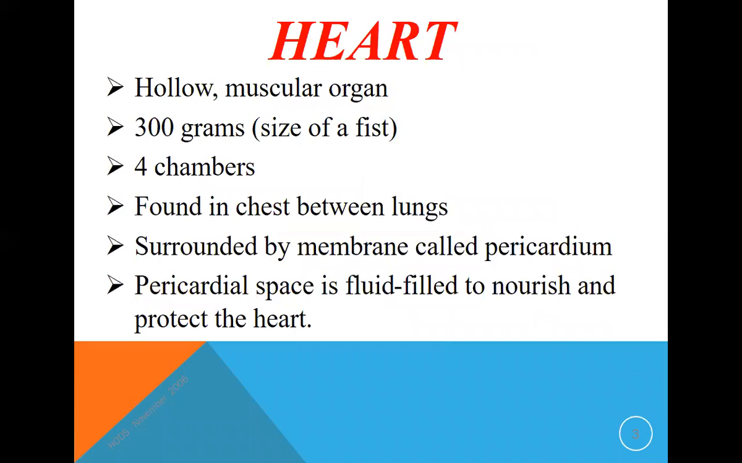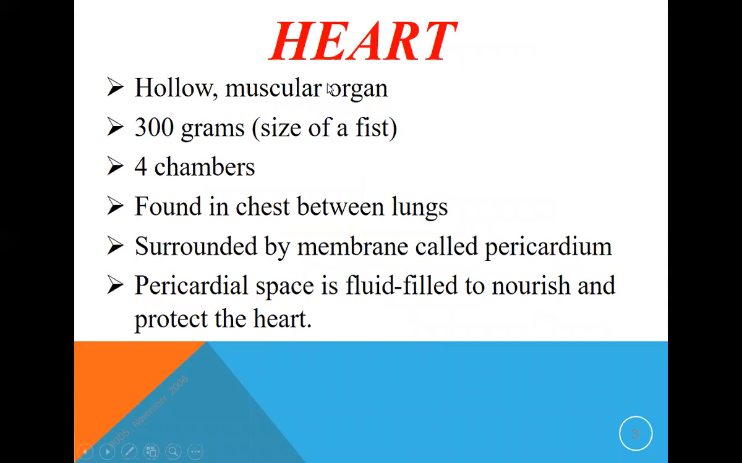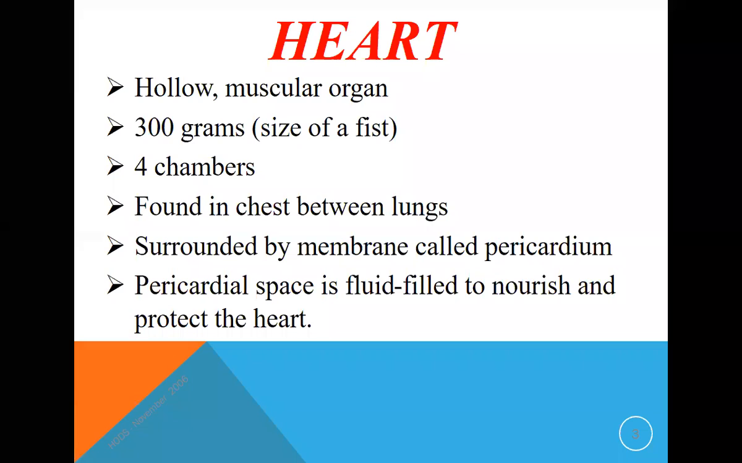So the circulatory system includes the heart and the blood vessels, which we'll study in this class. The heart, as you know, is a very important organ. It is a hollow muscular organ which acts as the pump for the blood, pushing the blood to all the parts of the body. The weight of the heart is almost 300 to 350 grams. It is slightly higher in males compared to females. In males it will be almost 350 grams, and in females around 300 grams.